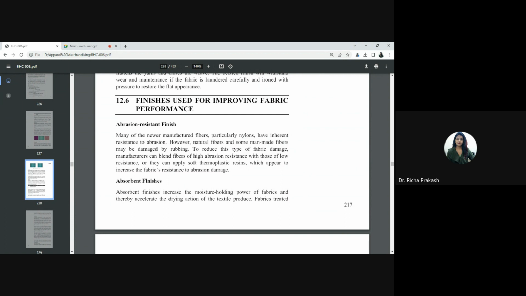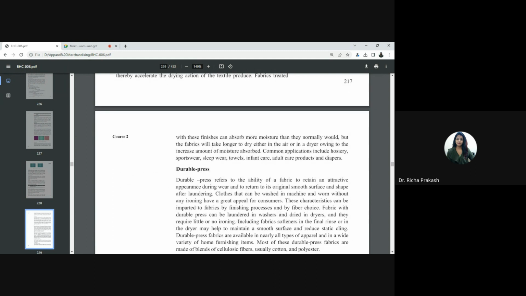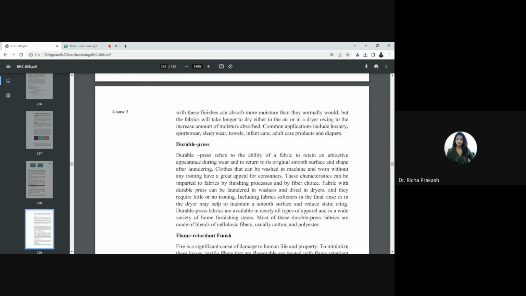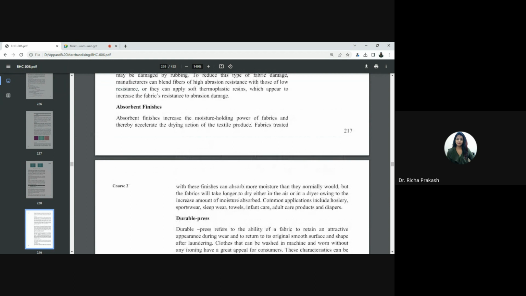For example, there are all these rayon and polyester, nylon. Rayon is still a little absorbent, but polyester and nylon are not at all absorbent. So if I need to make polyester or nylon more absorbent, then I'll give a kind of finishing which will retain the moisture content on that. So that will increase the absorbent property of that particular fabric, and that's called absorbent finish.